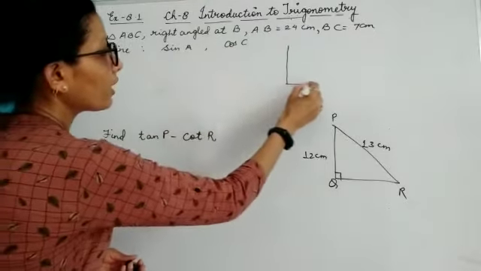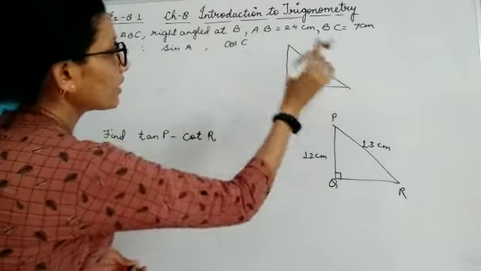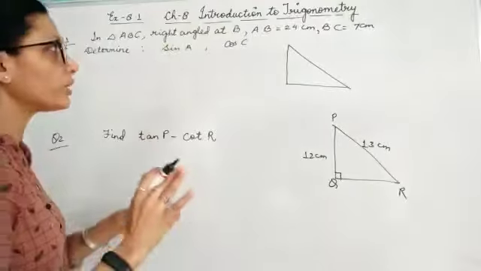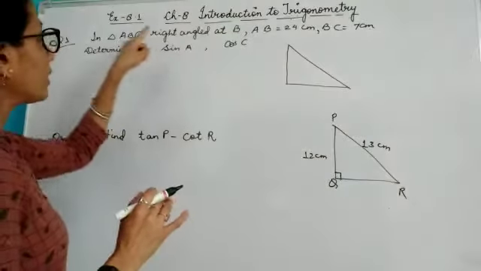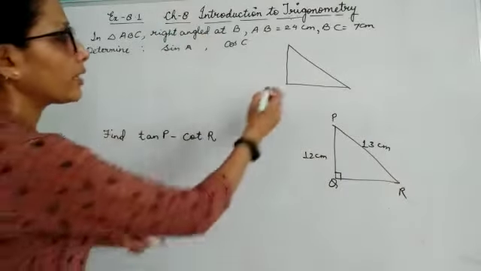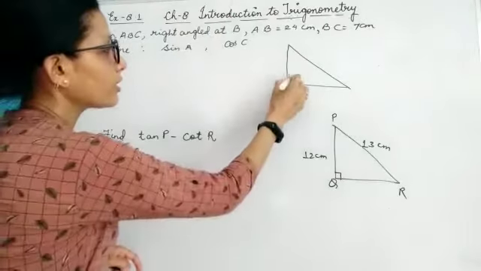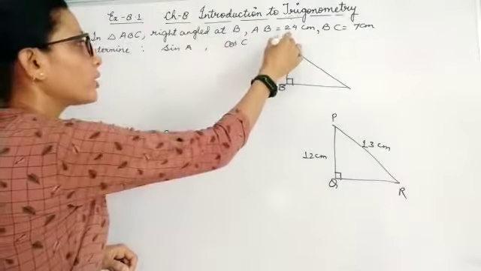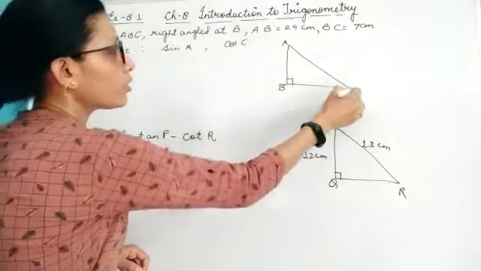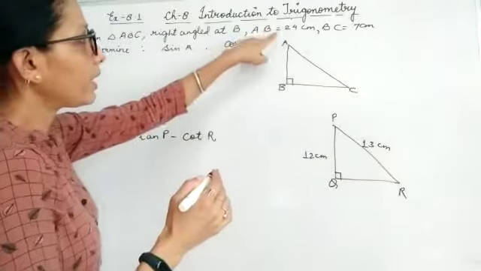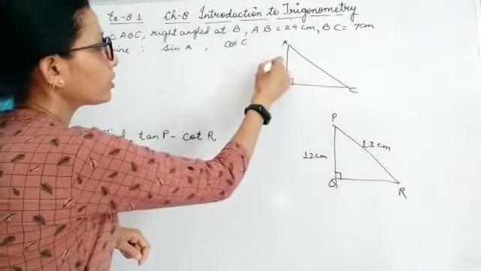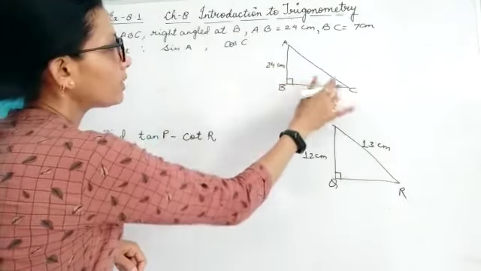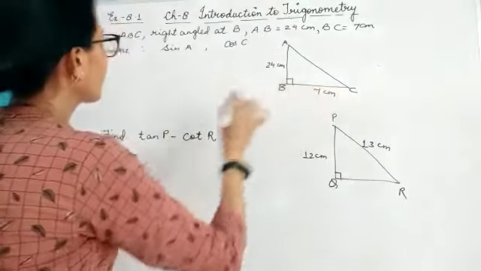So first of all I need to draw the diagram because the diagram is not given to you here, but all the things are given. It is right angled at B. That means this place is fixed. Now you can take A, B and C over here. It is given that AB equal to 24. That means this is 24 centimeter and BC equal to 7 centimeter.